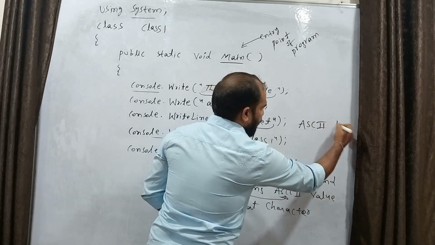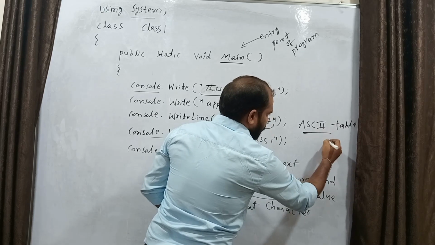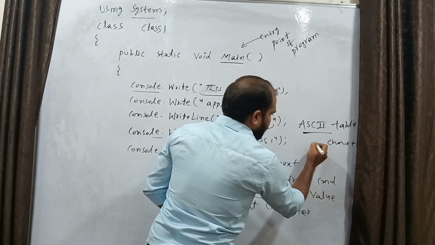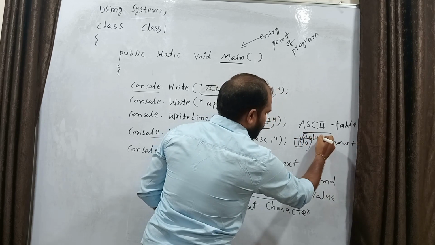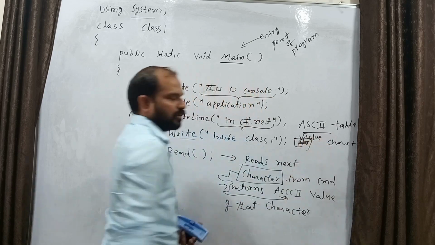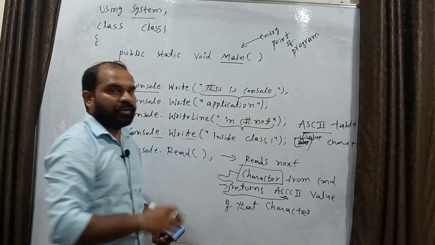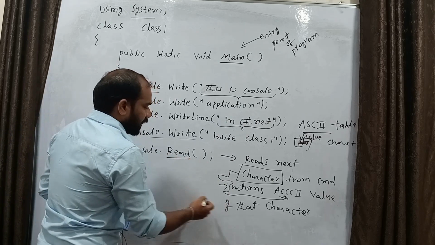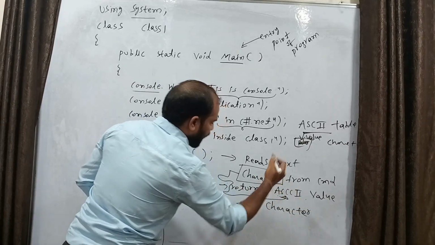For each and every character an ASCII number will be there. In Google you can search for the ASCII table. In that table you can find the character and its ASCII value. It is not called a number, it is called an ASCII value. You can find the ASCII values of the characters from the ASCII table. Now, what is the Read method going to do? The Read method is going to return the ASCII value of that character.